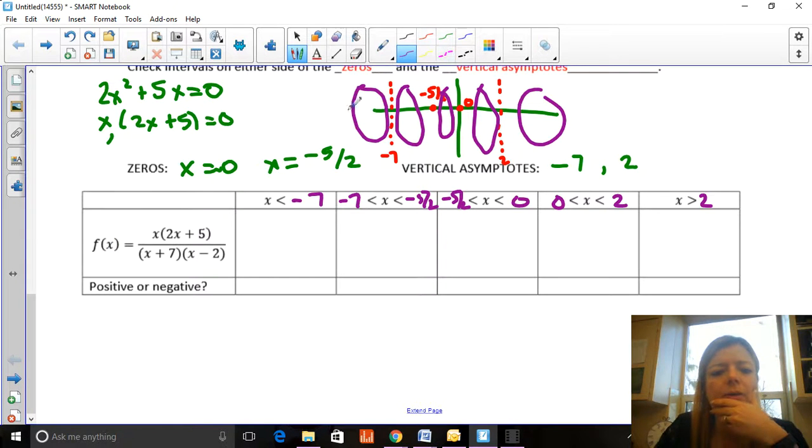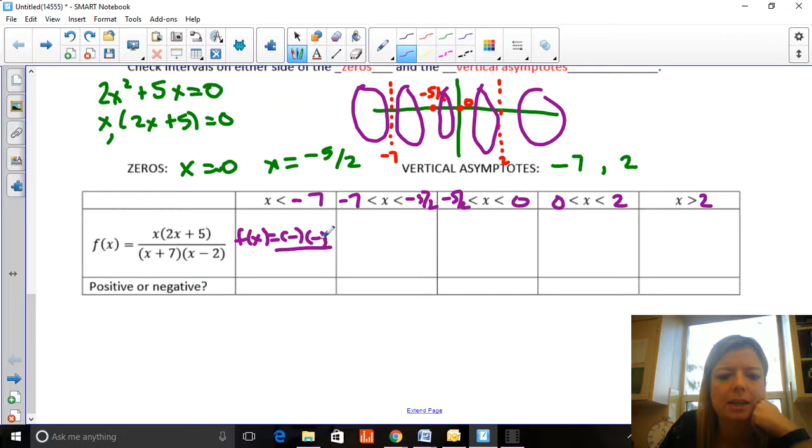For less than negative 7, you can put in a number like negative 8 and just see what pops out. If it pops out negative, then you can say it's negative. Or you can just think in general. If a number was less than negative 7, then x would be negative, and 2x plus 5 would be negative as well. So you'd have two negatives on the top, a negative times a negative. On the bottom, x plus 7, if your x is less than negative 7, is still going to be a negative number, and x minus 2 is going to be negative. So you're going to have negative, negative, so positive over positive. So this ends up being positive here.